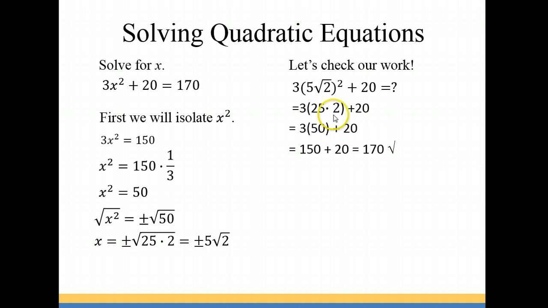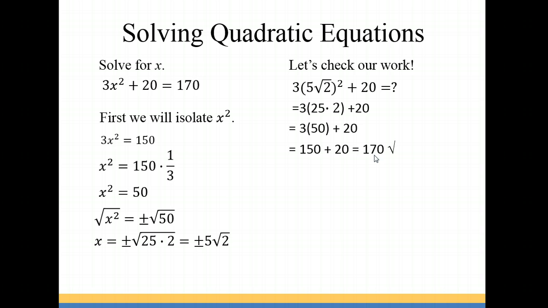Now we want to see if this is equal to 170. So we're going to simplify it. So 25 times 2 is 50. Then doing the multiplication here, we have 150. And the last thing you do is the addition, so we get 170. So it does work out.